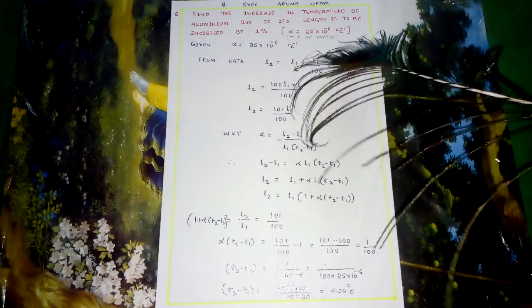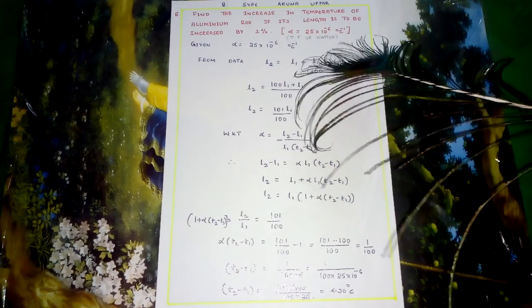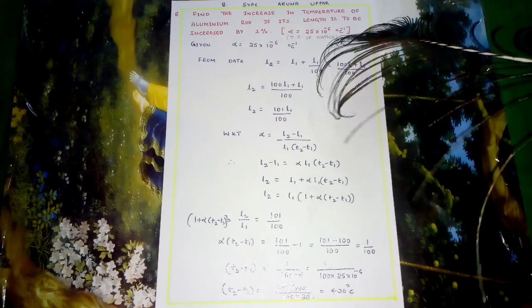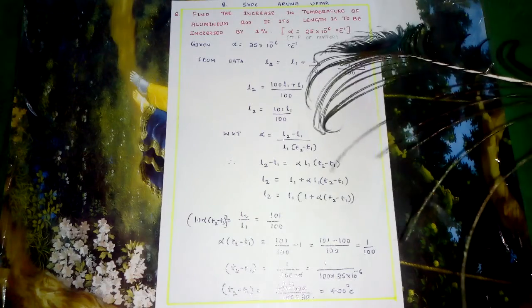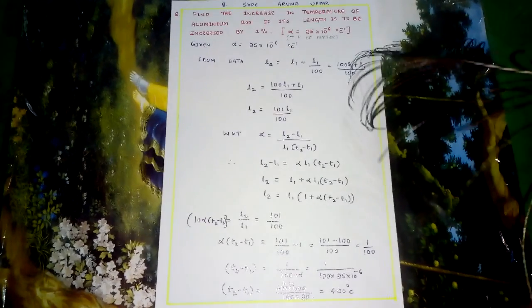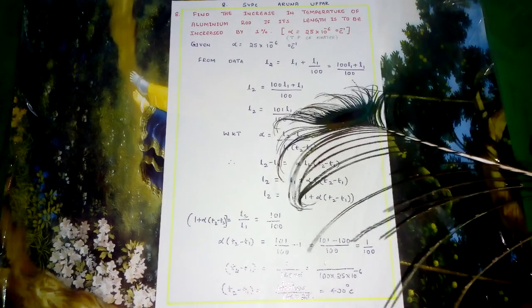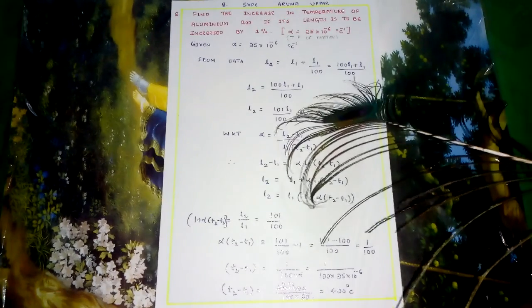So here L2 is equal to L1. Initially it was L1, plus from the L1 only it is increased by 1%. So I can write it as L1 by 100. So if you take LCM here, 100 is the LCM. It becomes 100 L1 plus L1. It becomes total 101 L1 by 100. L2 value becomes 101 L1 by 100.